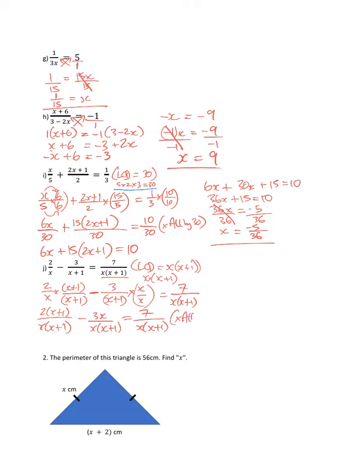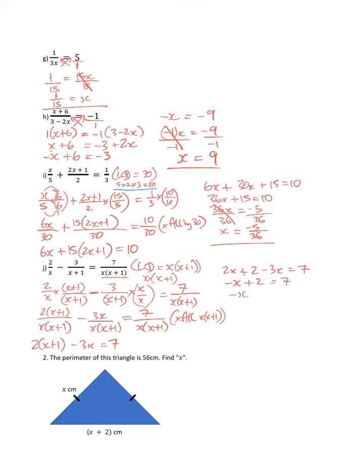Times all by the lowest common denominator, x times x plus 1, so you're going to have 2(x plus 1), take 3x is equal to 7 left over. Continue the working out on the left hand side, expand the brackets, 2 times by x is 2x, 2 times by 1 is 2, take 3x is equal to 7. 2x take 3x is going to be negative 1x, or negative x, plus 2 left over is equal to 7.